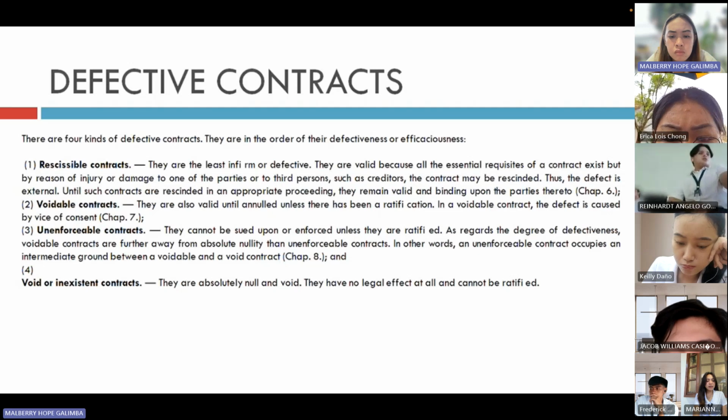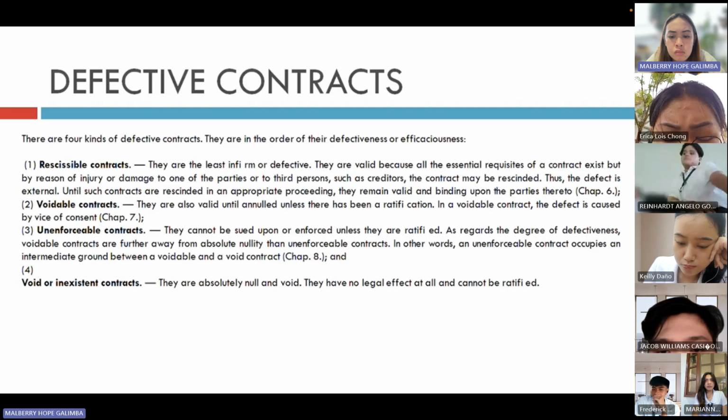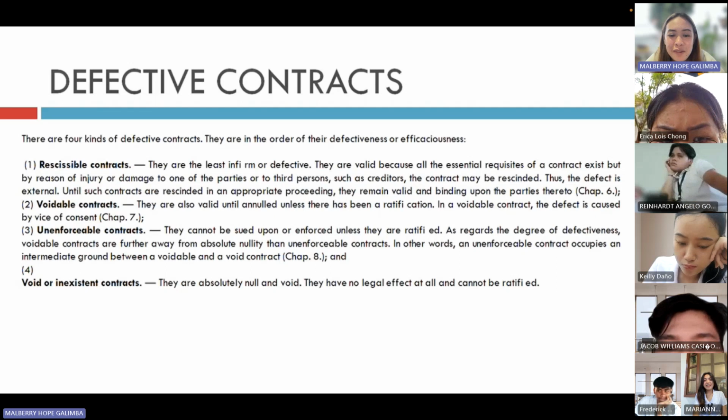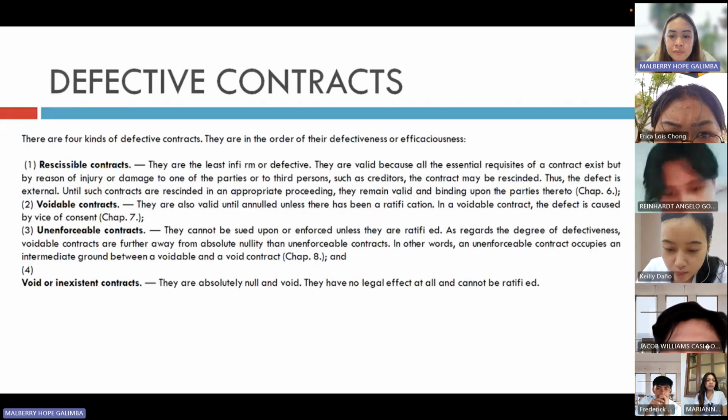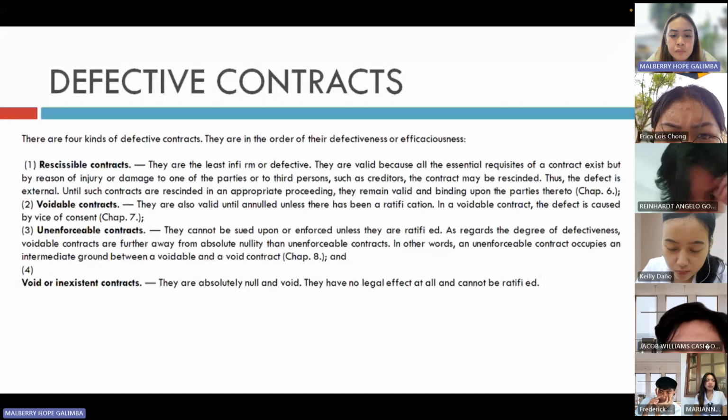Unenforceable contracts, on the other hand, cannot be sued upon or enforced unless they are ratified. As regards the degree of defectiveness, voidable contracts are further away from absolute nullity than unenforceable contracts. In other words, an unenforceable contract occupies an intermediate ground between a voidable and a void contract.